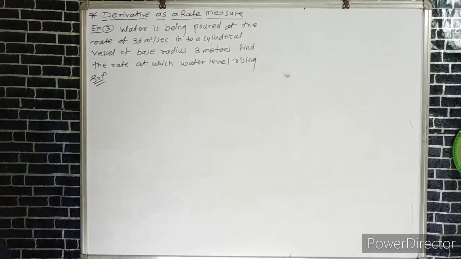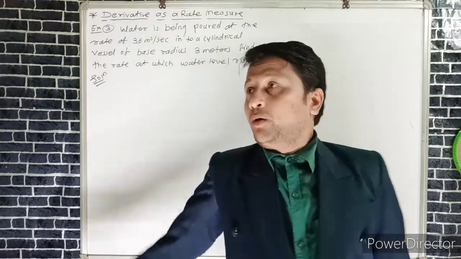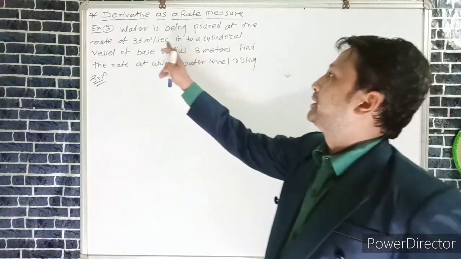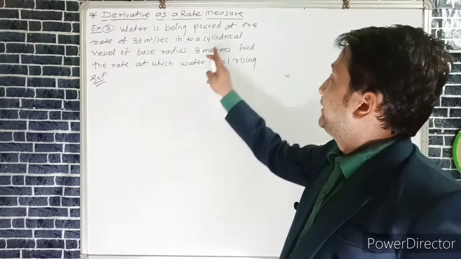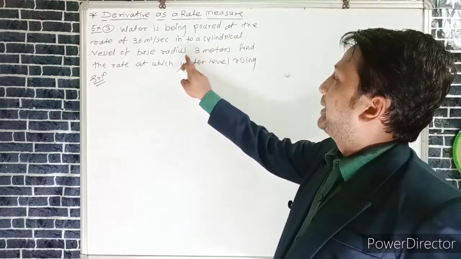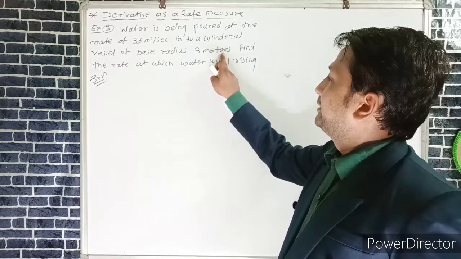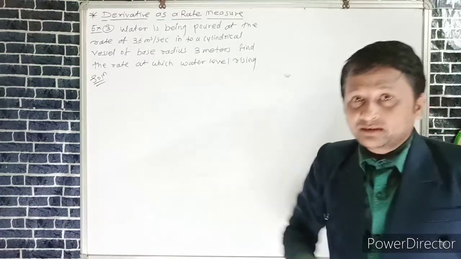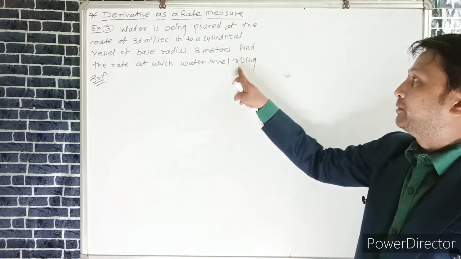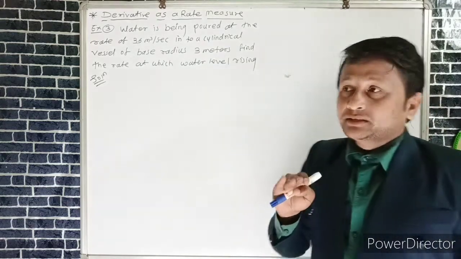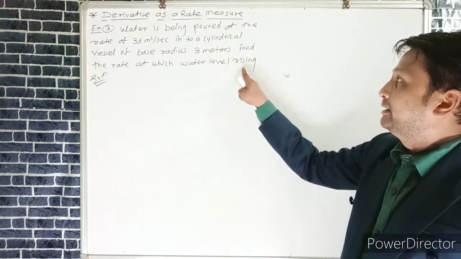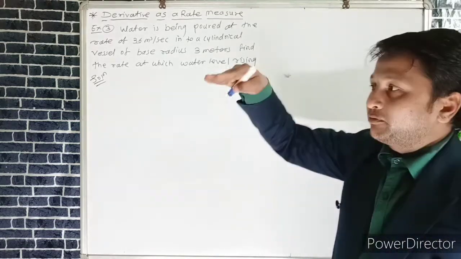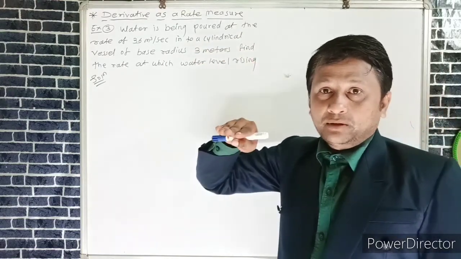So the next example, example number 3: water is being poured at the rate of 36 meter cube per second into a cylindrical vessel of base radius 3 meter. Here we have to find the rate at which the water level is rising. So it is clear that we have to find the rate of change of water level. So we can consider h to be the height of the water level.